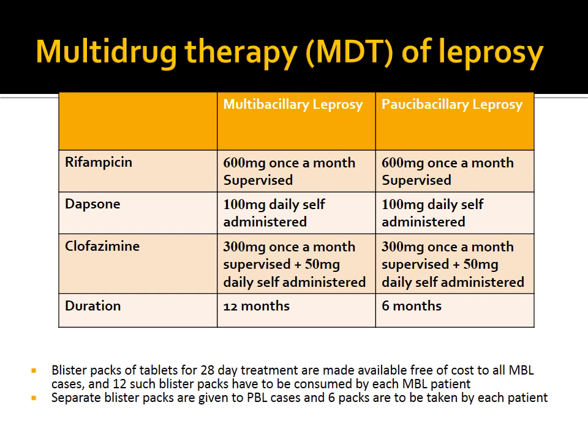So 6 blister packs have to be given in paucibacillary leprosy, 1 for each month, so 6 for 6 months, and 12 blister packs in multibacillary leprosy. Remember, this is the most important slide. It can be asked as a short note: give the treatment regimens for multibacillary leprosy and paucibacillary leprosy. So this is the most important slide. You have to mug up this.